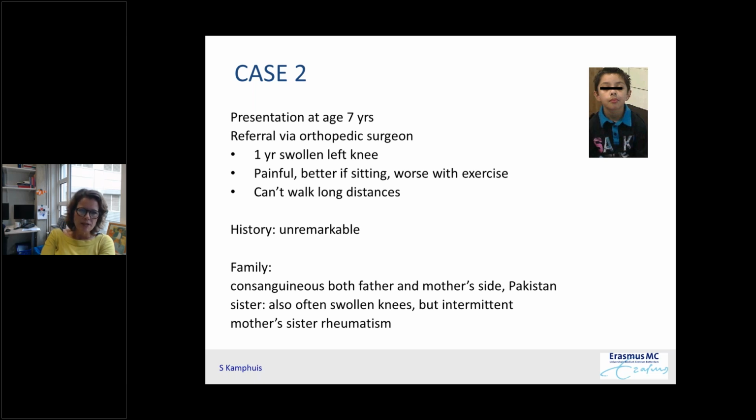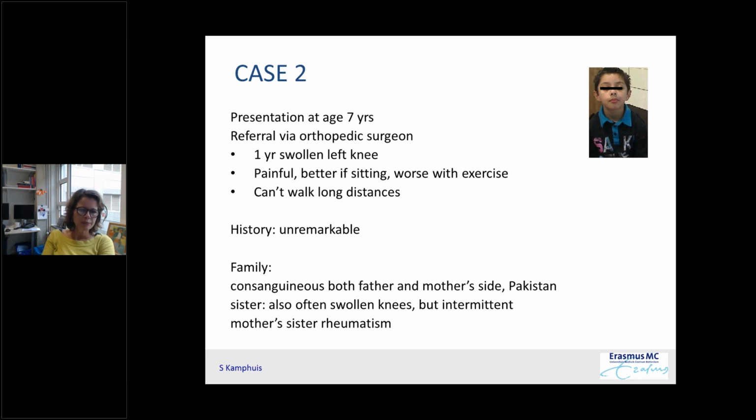This is a boy, he presented at 7 years, and he was referred to me via the orthopedic surgeon. He had a swollen knee for a year. And again, the same as with the other: don't think that the doctors didn't do a good job. He probably didn't complain at all. It was just swollen. He could do what he would like to do. And there was not much of a hurry. And they just waited and waited for it to disappear.